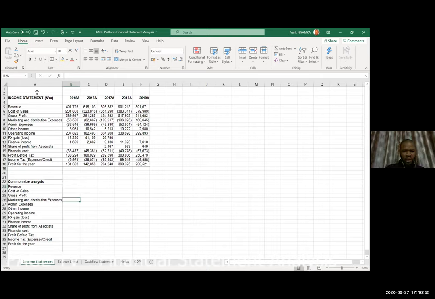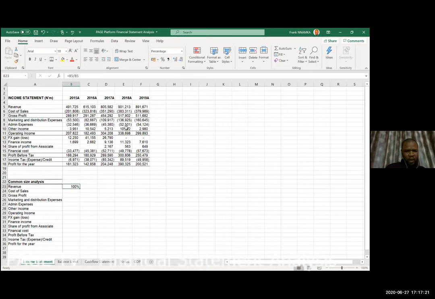So how we'll be doing this is this. Example is here, revenue. I go up to revenue for 2015, divided by revenue of 2015. This one, we need it in percentage format. So this is 100%.